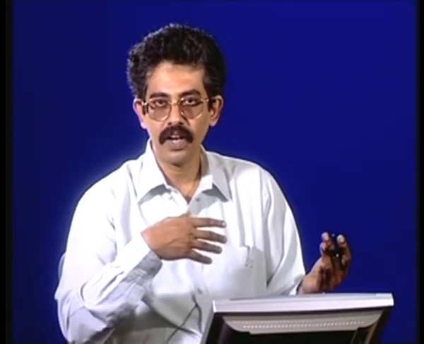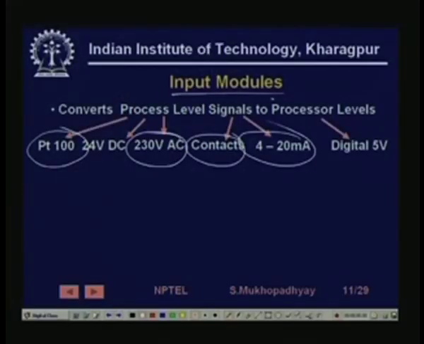So a PLC is an electronic device, it is actually a digital electronic device. So as such it cannot take in that kind of electrical signal, so it must convert them to processor level signals which are digital, typically 5 volt or maybe 2.5 volt, whatever. So that job is actually done by the input modules. Their job is to basically translate process level signals to processor level signals, also convert them from analog to digital sometimes, if they are not always digital.